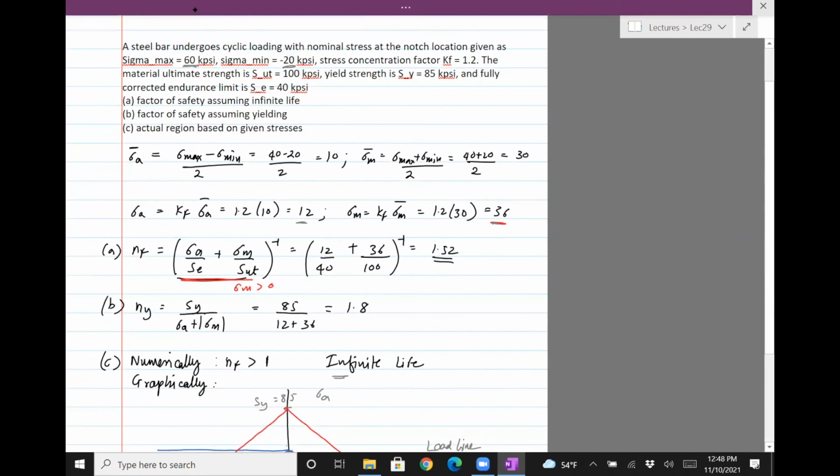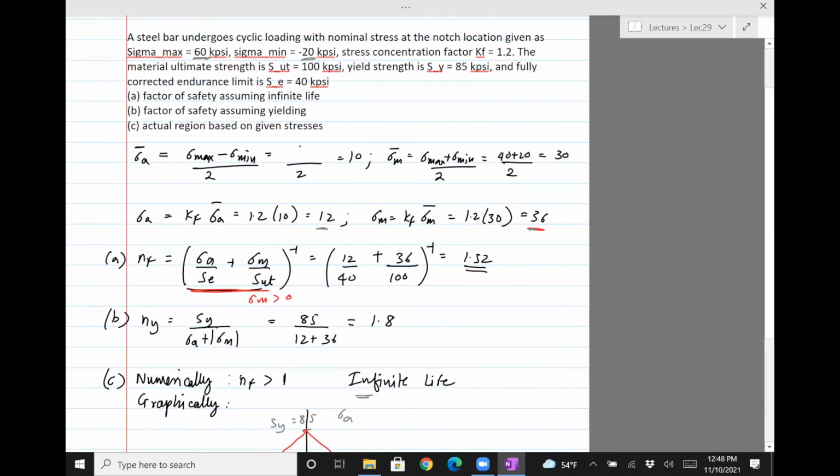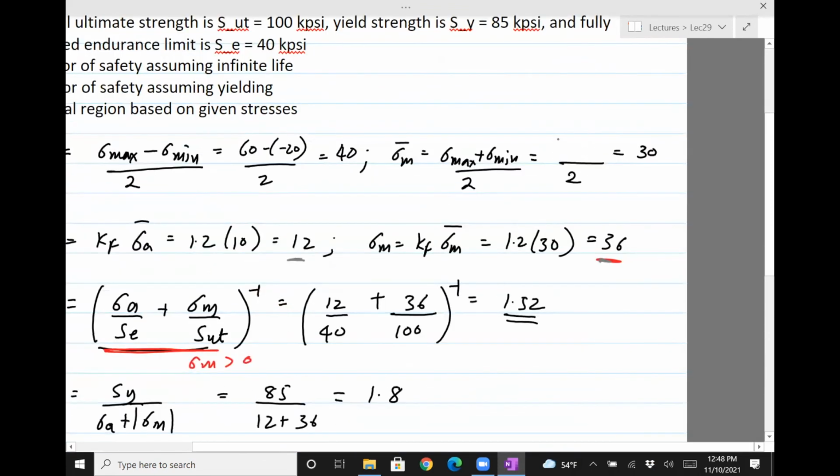Okay, let's just start changing the values. It's 60 and minus 20. So 60 minus 20 comes out to be 40. And then we have 60 minus 20, which comes out to be 20 for the nominal stress. So this will change to 40, and this will be 48, and this will be 1.2 times 20, which will be 24.